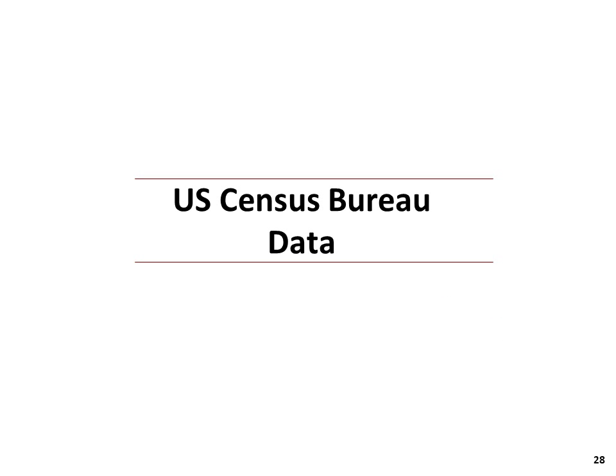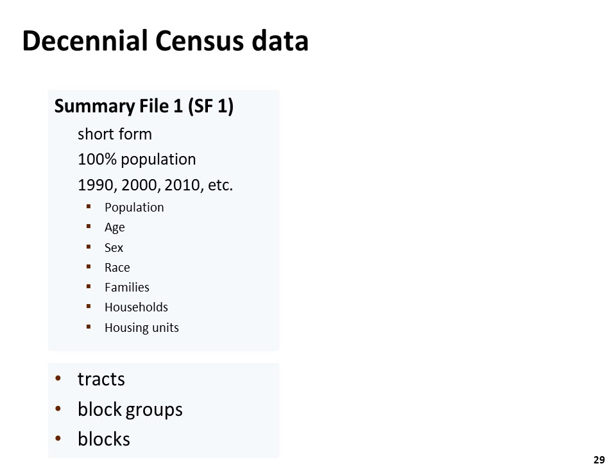So what kind of data is available from the U.S. Census Bureau? That's a really good question. Well, first let's look at the decennial census data. Decennial meaning every 10 years. The summary file, or summary file 1, or SF1, is basically the short form. It has 100% of the population data, and this is available for 1990, 2000, 2010, etc. And this data includes population, age, sex, race, families, households, and housing units.